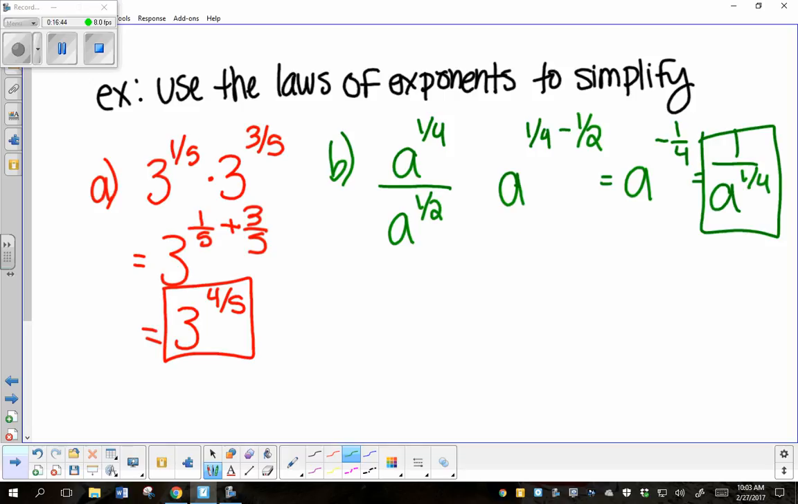Two more examples and then one more section of notes. Two more examples and then four more examples, basically.